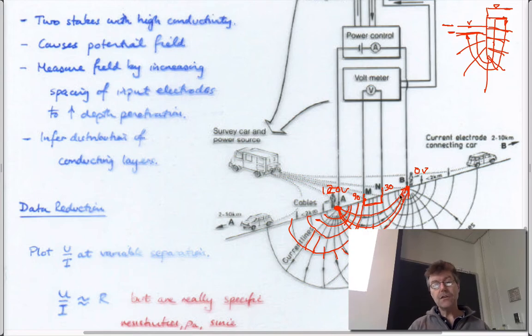And you can imagine that as you take these electrodes A and B further and further out, then they penetrate deeper and deeper in making this kind of flow path. And so you potentially sample deeper and deeper as you move A and B out, but also move M and N out further as well. You sample a bigger piece of the earth beneath.